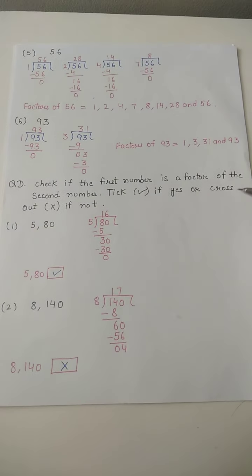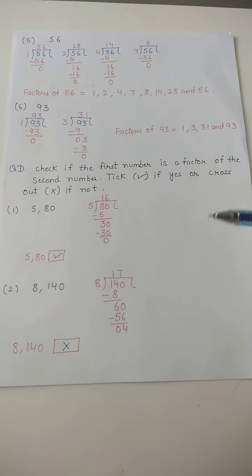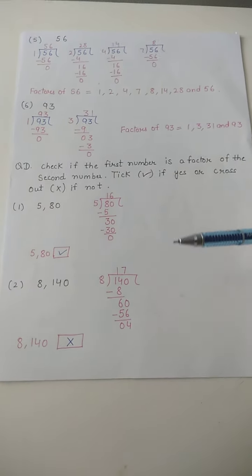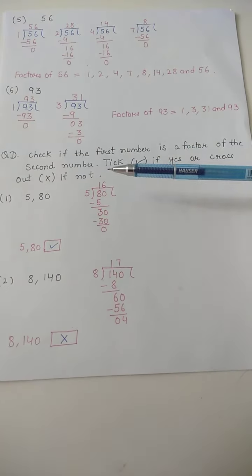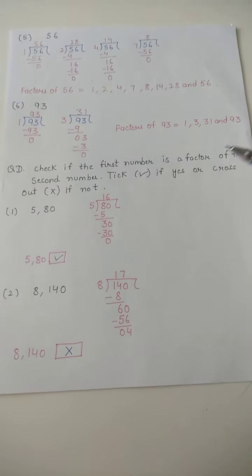After that, now come to question number D. The fifth part and sixth part you can also do on your own. You just see by which number we can divide it. Now question number D: check if the first number is a factor of the second number, and tick if yes or cross if not.